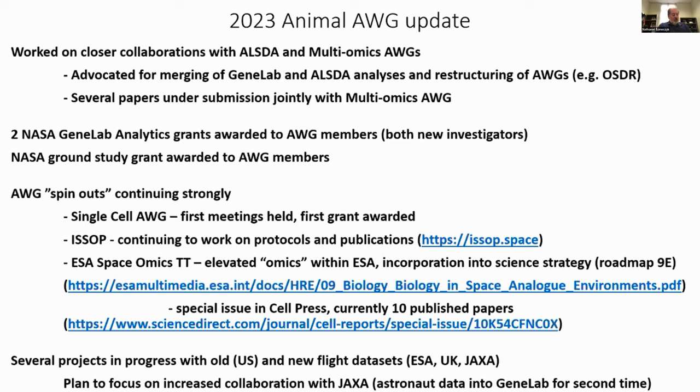And specifically for this year, one of our focuses, I think, is trying to work on increased collaboration with JAXA. And I'll just point out that they are one of the first space agencies to be putting astronaut data into Gene Lab. So they've just in the process of depositing a separate batch of that. And that's all I have for this year.